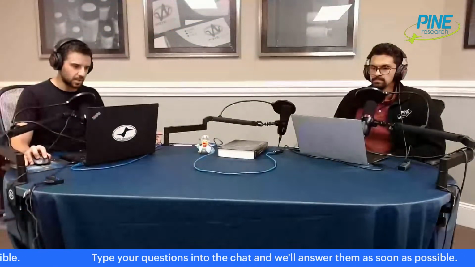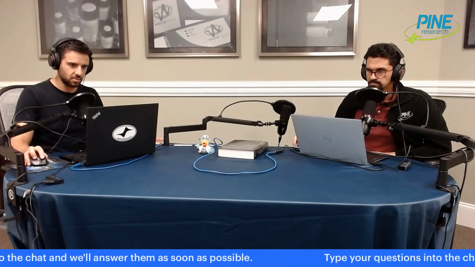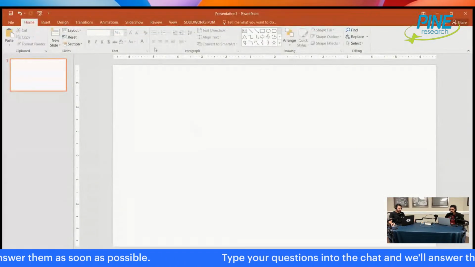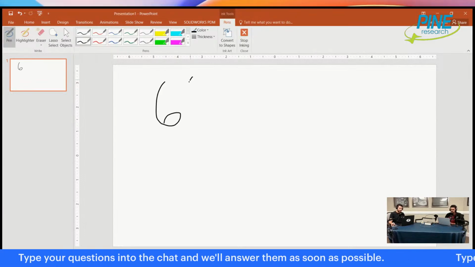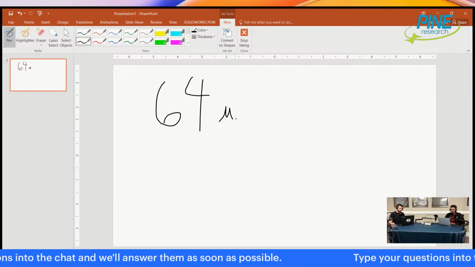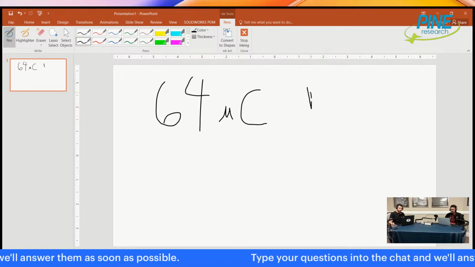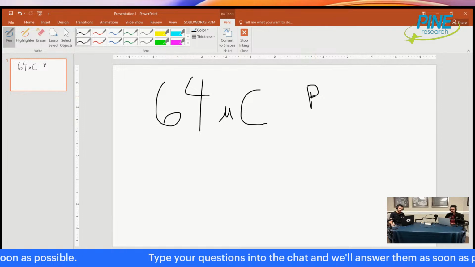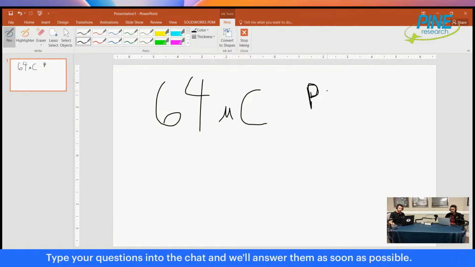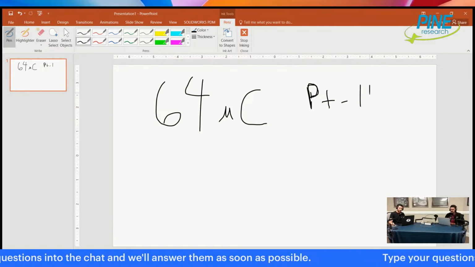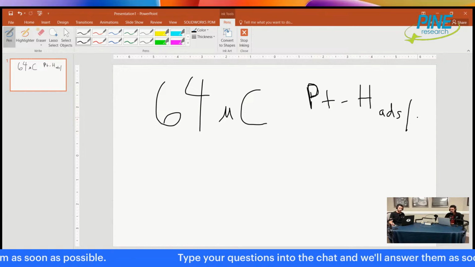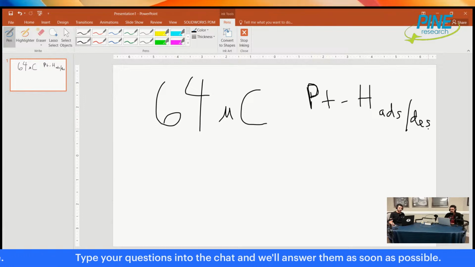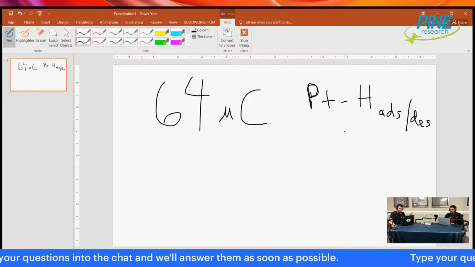I'm going to stop sharing. I'm going to share PowerPoint so I can just do the calculation with you here. And so this is literally how you do the calculation and how you get your electrochemically active surface area. So let's just say I had 64 microcoulombs associated with the platinum. That's supposed to be a P because letters are hard to write. A platinum hydrogen, basically adsorption, desorption sort of process. That's just what it is.